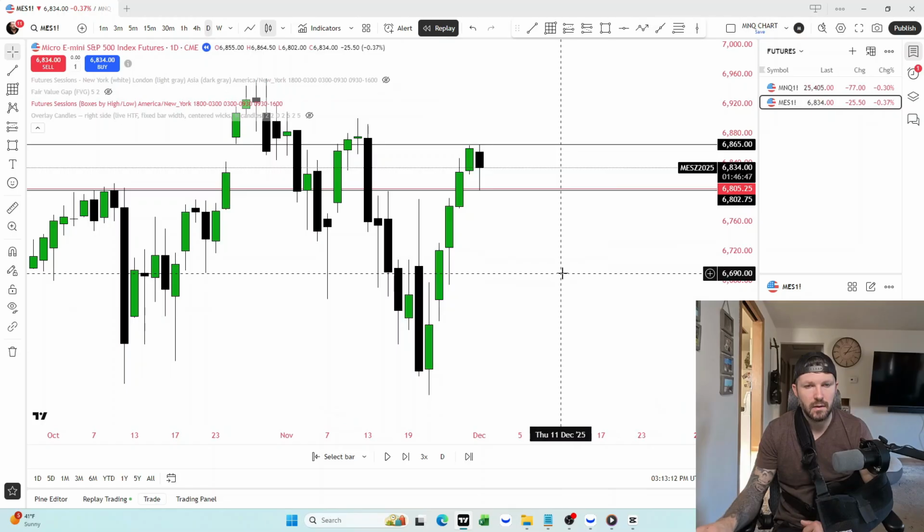Today is December 1st, the start of a new month, and I took a trade this morning, so let's jump over to TradingView and look at the chart.